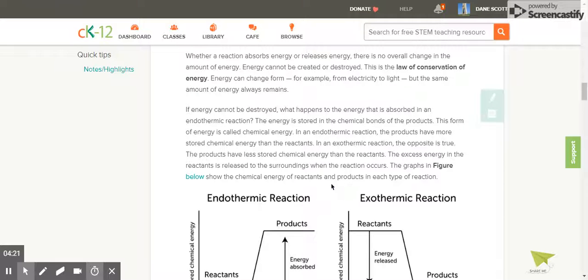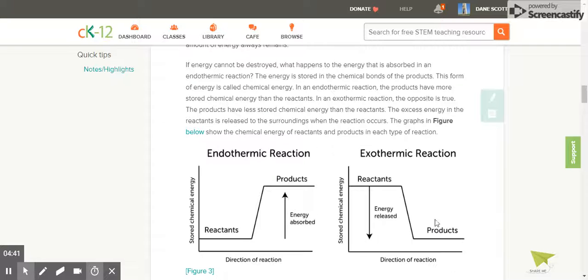This form of energy is called chemical energy. You've heard that before. In an endothermic reaction, the products have more stored chemical energy than the reactants. In an exothermic reaction, the opposite is true. The products have less stored chemical energy than the reactants. The excess energy in the reactants is released to the surroundings when the reaction occurs.